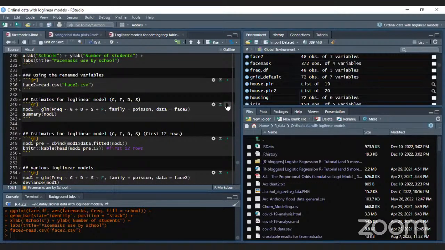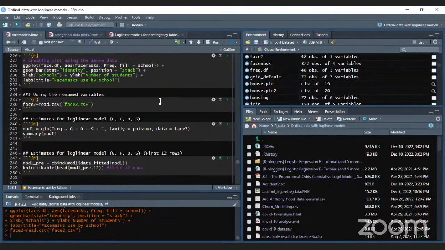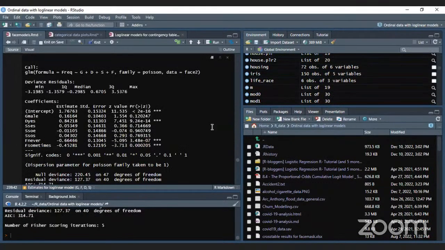The first one, I estimate the log linear model. Okay, we have F, we have G. All of them are here. So S is school, D is social distancing, G is gender, F is use of face mask. I've defined all of them. So here I want to estimate each of them here.